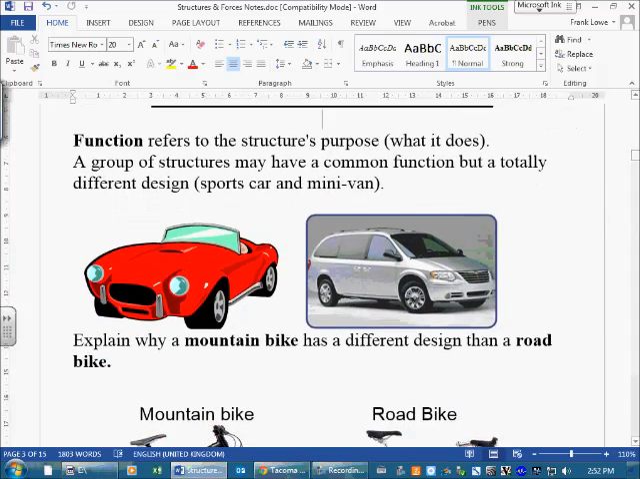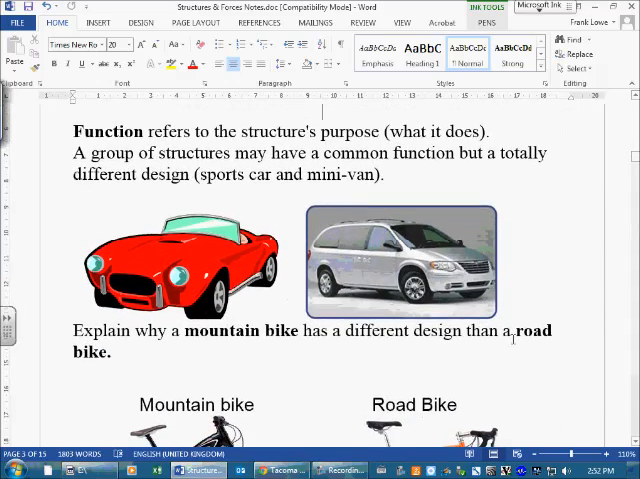Now, function, moving right along. Function just refers to the purpose of a structure or exactly what it does. Not too tricky. But we can have structures that do the same thing, have the same function, but have slightly or very, very different designs.